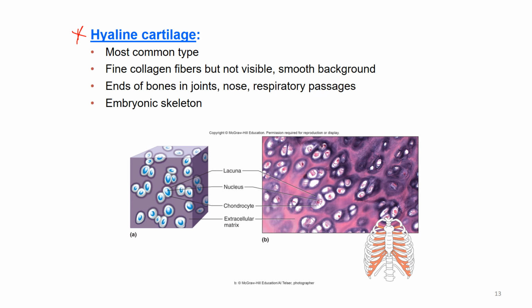Hyaline cartilage is found at the ends of our bones and joints. It also makes up our nose and the respiratory passages, meaning the trachea cartilages. And the picture at the bottom shows the ribs. I'm going to add here trachea and rib cartilages.